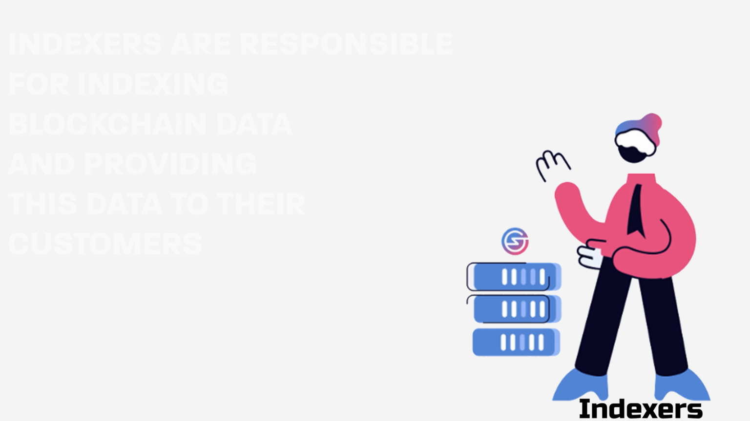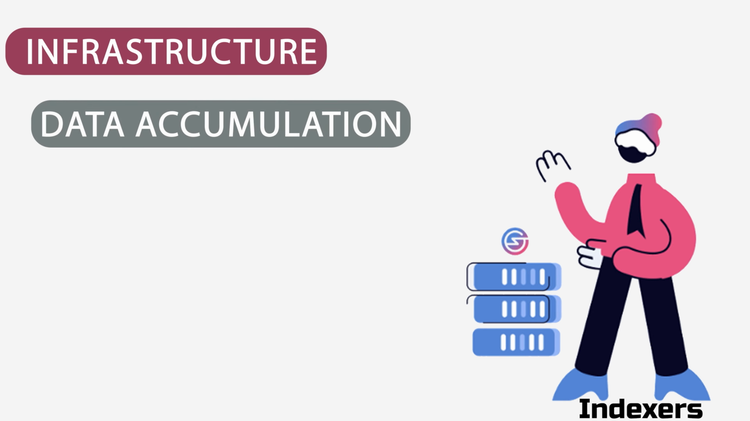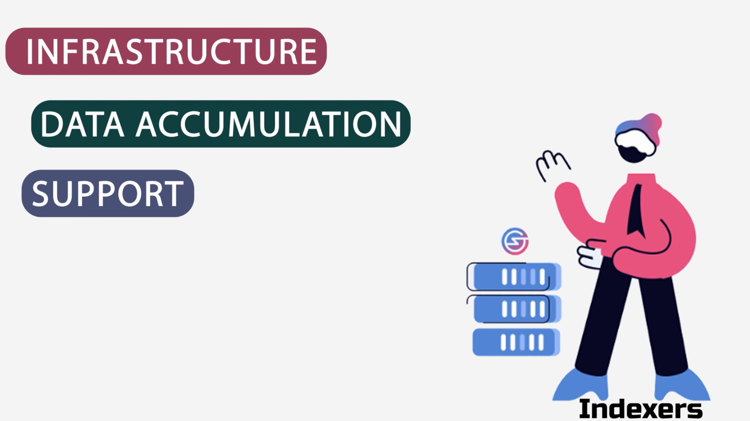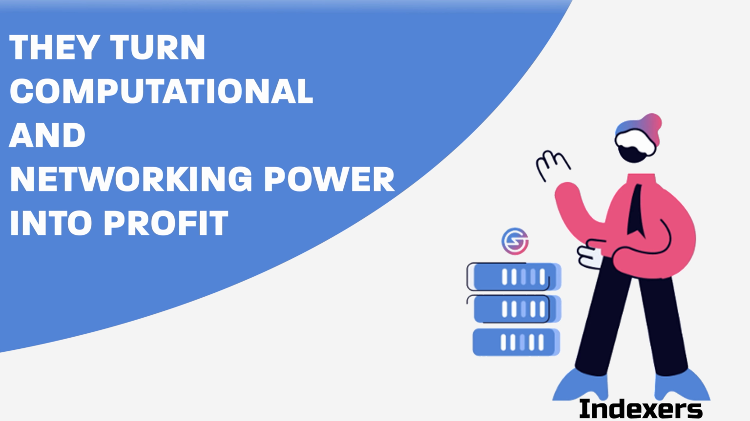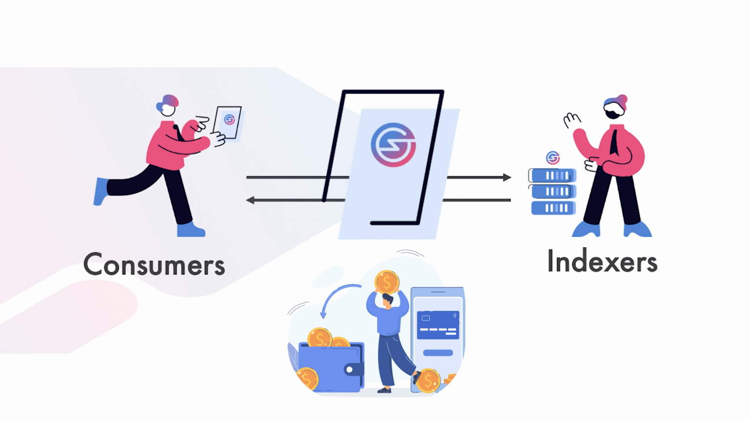Now to provide that service, they have to make a huge investment in infrastructure, data accumulation, and support as well. So basically, they turn computational and networking power into profits. Apart from these computational and networking services, they also have to stake SQT for a particular project. There is a minimum limit, so they have to stake a minimum amount of SQT to get that project. Based on the service they provide, they receive rewards, right?